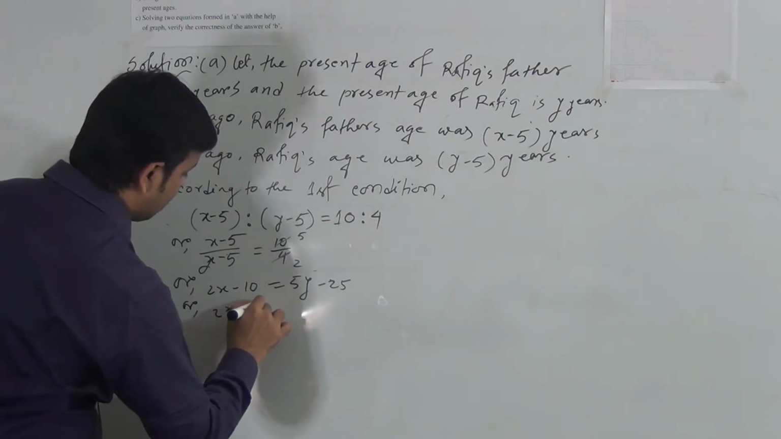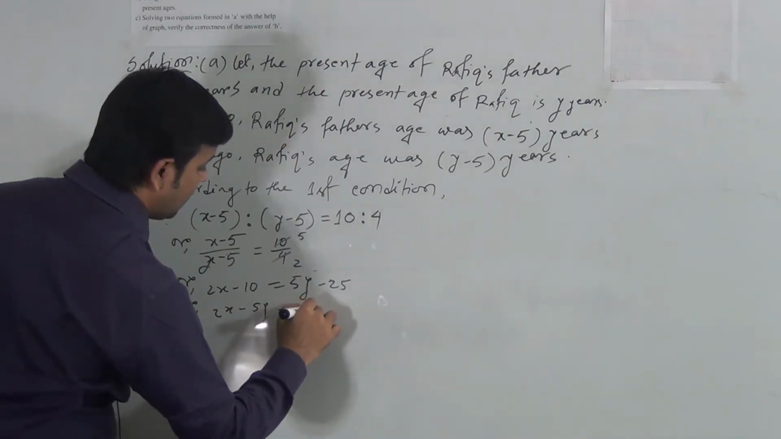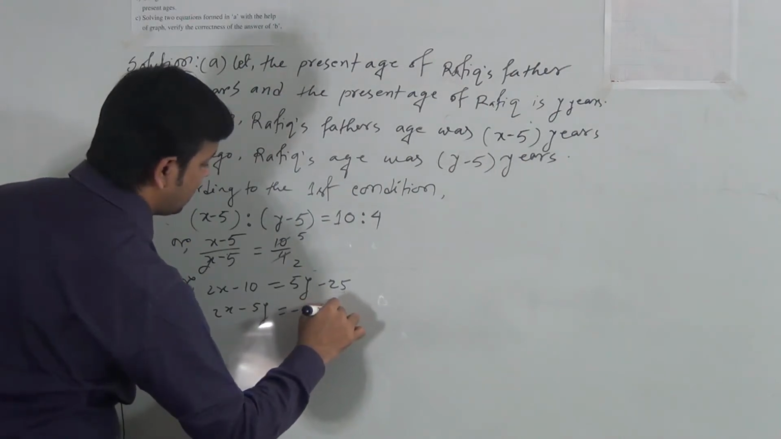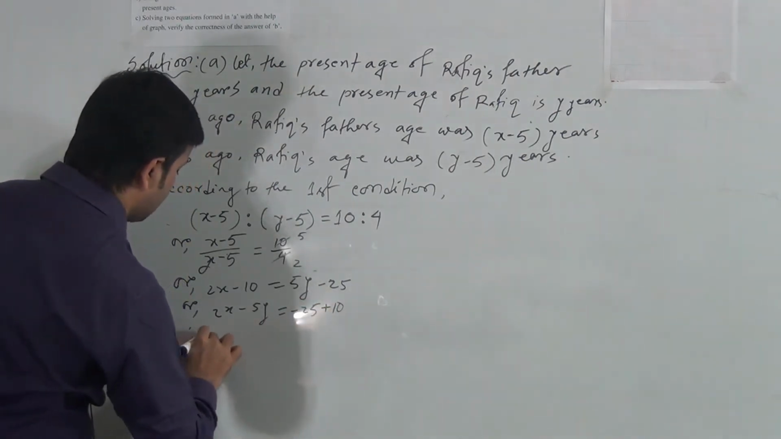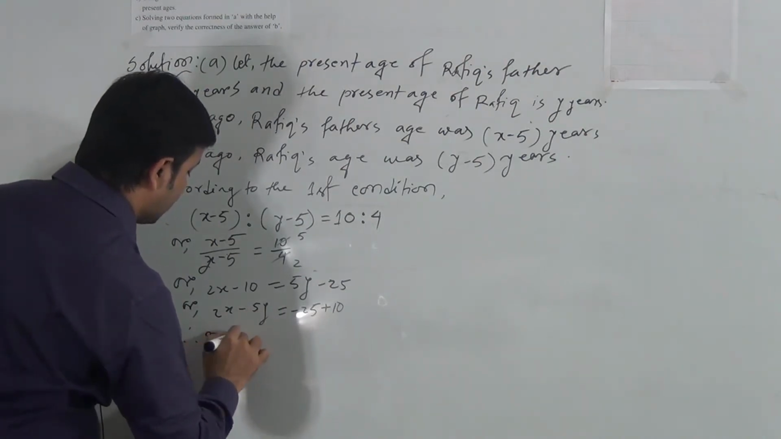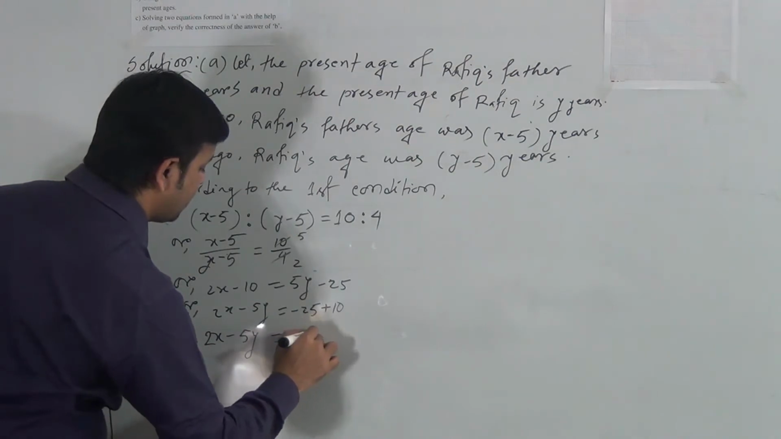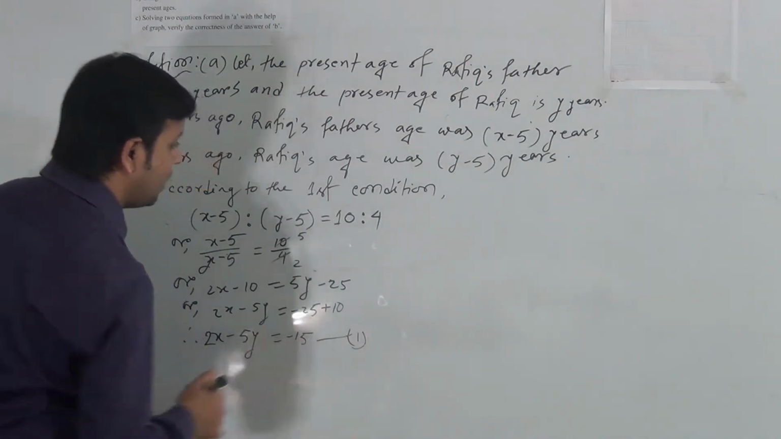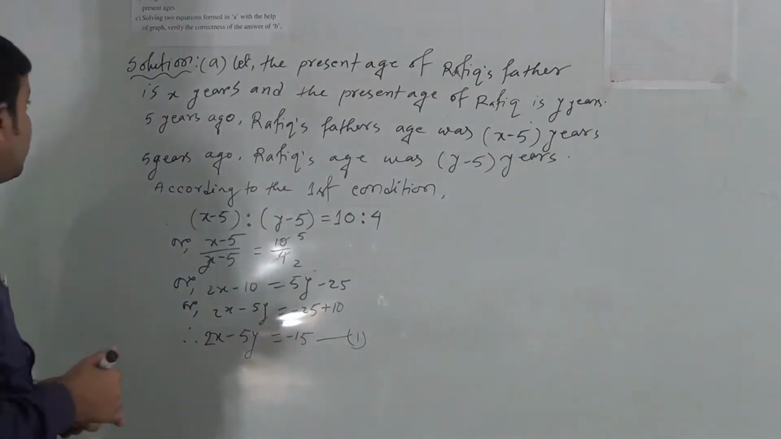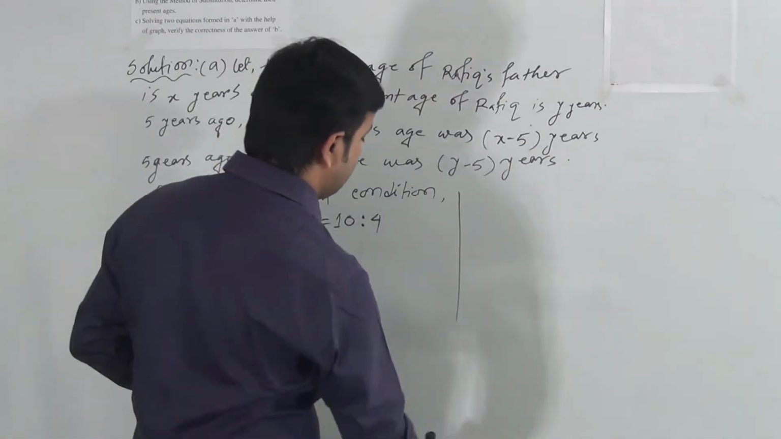Now we can write here 2x minus 5y is equal to 20 minus 25 plus 10. Therefore 2x minus 5y equal to minus 15. This is equation 1. Now we have to form another equation from the given condition.